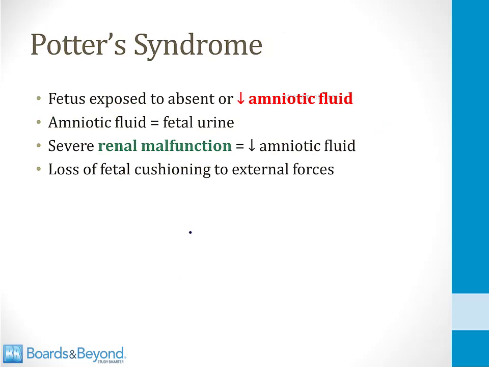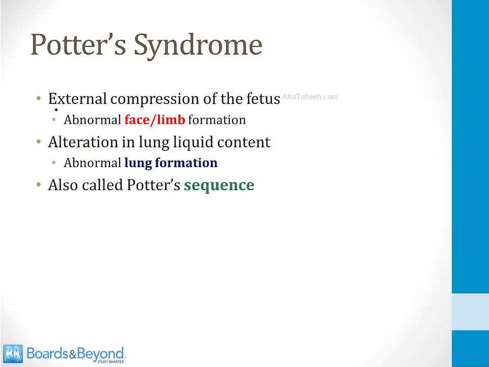In Potter syndrome, the fetus is exposed to absent or decreased amniotic fluid. Remember that the amniotic fluid in the womb is the fetal urine, so if the baby has severe renal malfunction, this can lead to decreased amniotic fluid, and that fluid is very important as a cushion for the baby. So when there is decreased amniotic fluid, there's a loss of fetal cushioning to external forces in the womb. As a result, there is external compression of the fetus by the organs and structures inside the mother. This leads to abnormal formation of the face and limbs. These babies often have facial deformities and limb deformities. These are all examples of deformation errors in morphogenesis caused by external forces.